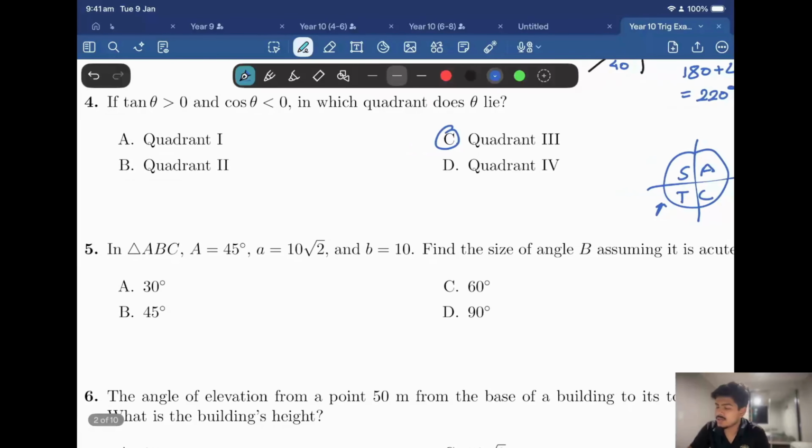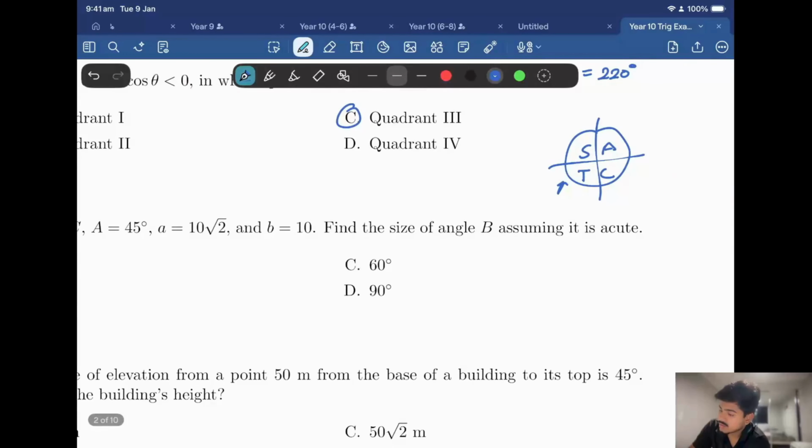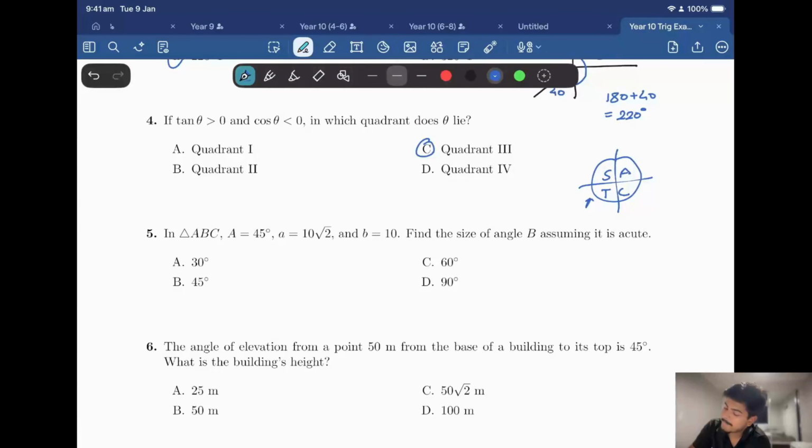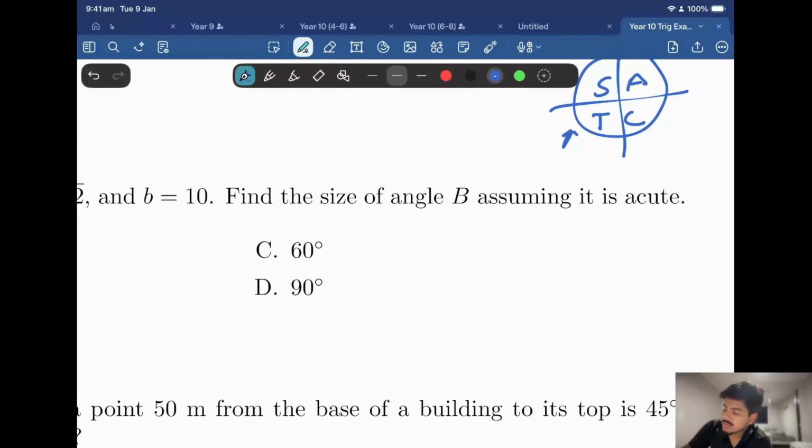Okay, in triangle ABC, A is equal to 45 degrees. Side a is 10 root 2 and b is equal to 10. Let's find the size of angle B assuming that it is acute. Okay, so we want to find the angle. We're given two sides, so let's draw the triangle out. Bell should already be ringing about which formula you need to use.